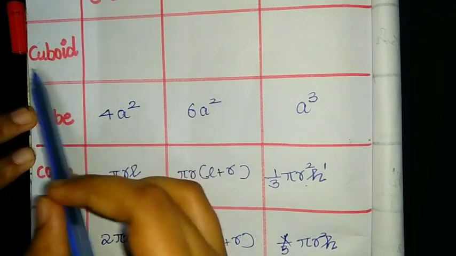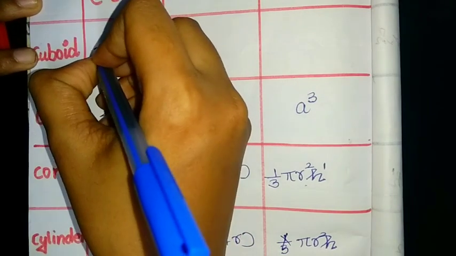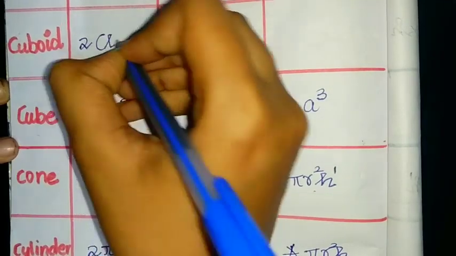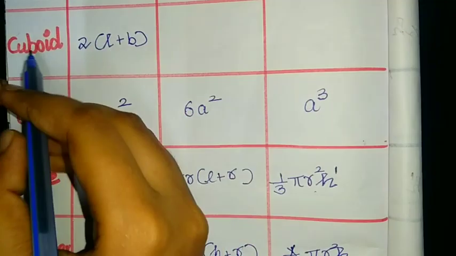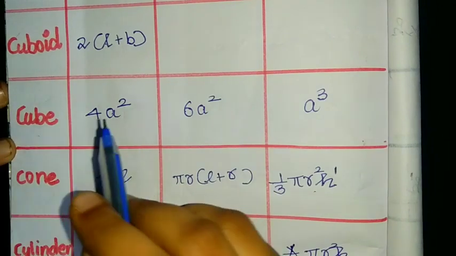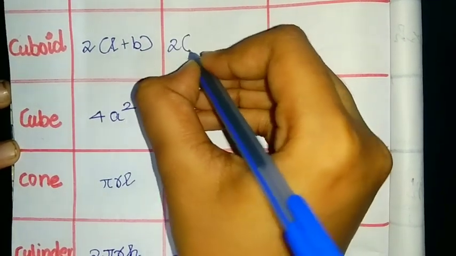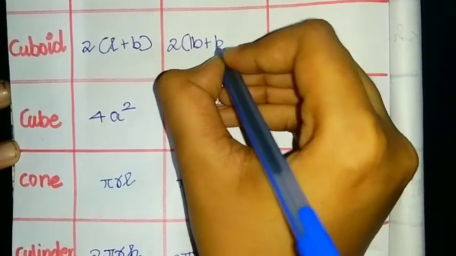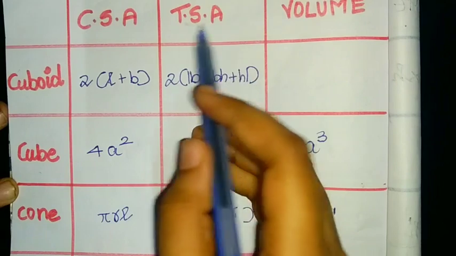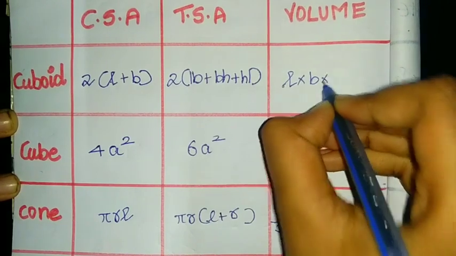Next, if we discuss the cuboid, it is 2 L plus B. Cuboid is 2 L plus B. Next is TSA. When we discuss TSA, 2 LB plus BH plus HL. This is all about your TSA, that is total surface area. And if you discuss volume, length into breadth into height.